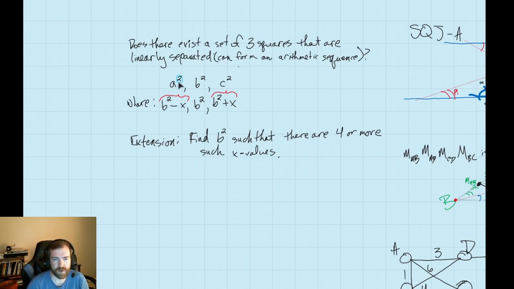So that a squared could be rewritten as b squared minus x, and c squared could be rewritten as b squared plus x at the same time. And then with extension, find some b squared such that there are 4 or more such x values. Preferably an infinite number would be awesome, but you know, I don't know how far we can push this.